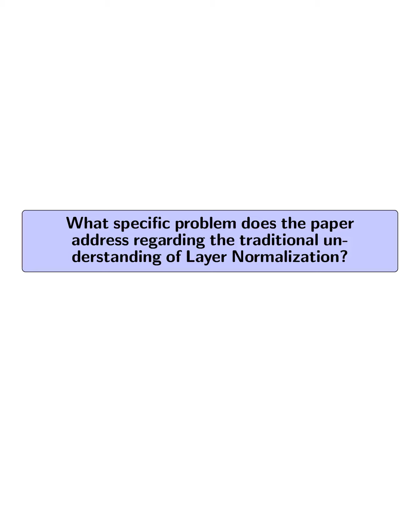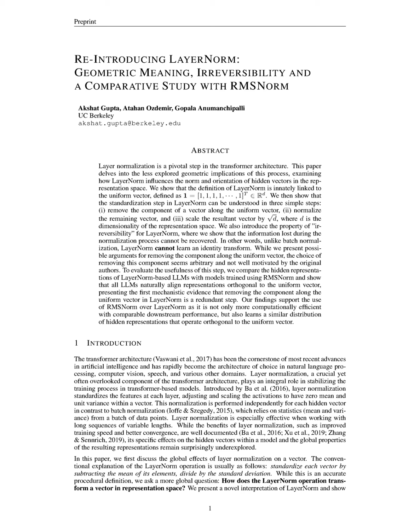What specific problem does the paper address regarding the traditional understanding of layer normalization? The paper addresses the traditional understanding of layer normalization, LayerNorm, by highlighting its often overlooked global effects on hidden vectors and the concept of irreversibility.